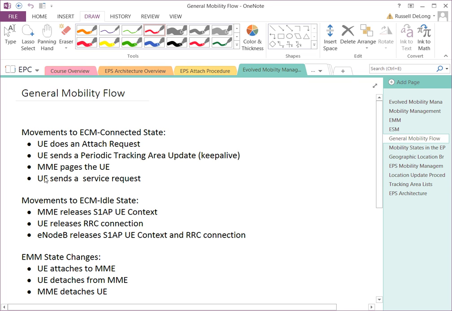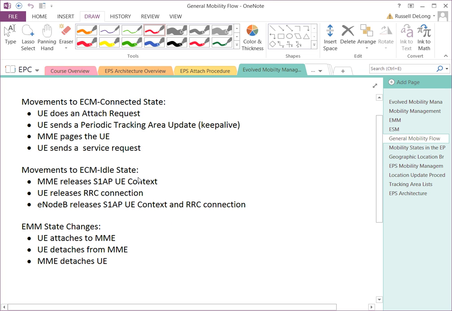And you can transition to the ECM connected state when the user sends a service request. The user equipment would send a service request, let's say, when the user refreshes their web browser or goes to YouTube. If the user all of a sudden needs to reach this external IP network, then the UE would, rather than having to be paged by the network, connect to the network and say, hey, I need to become connected again so that I can start talking to this external network.